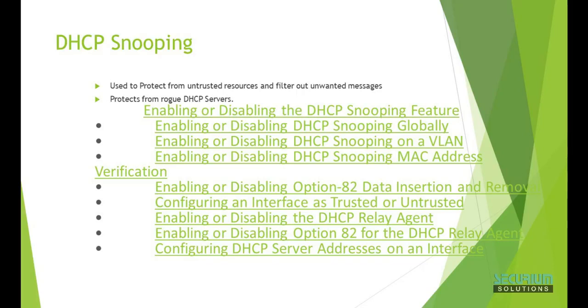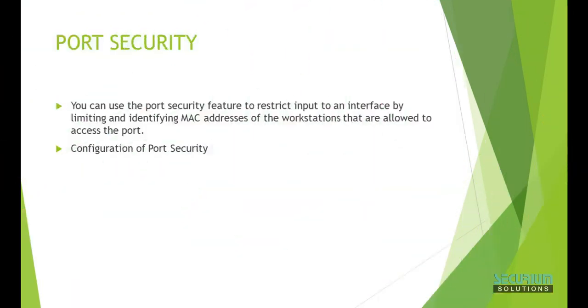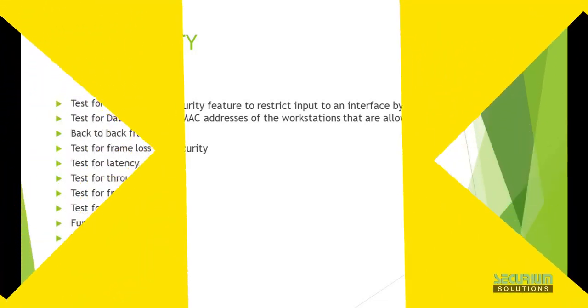Okay, so these are all the steps that we need to carry out our DHCP snooping. And we have port security, where we can limit the MAC addresses that are allowed on the switch ports, to restrict an interface by limiting and identifying the MAC addresses of the workstations that are allowed to access the port. So configuration of port security, we will see that.